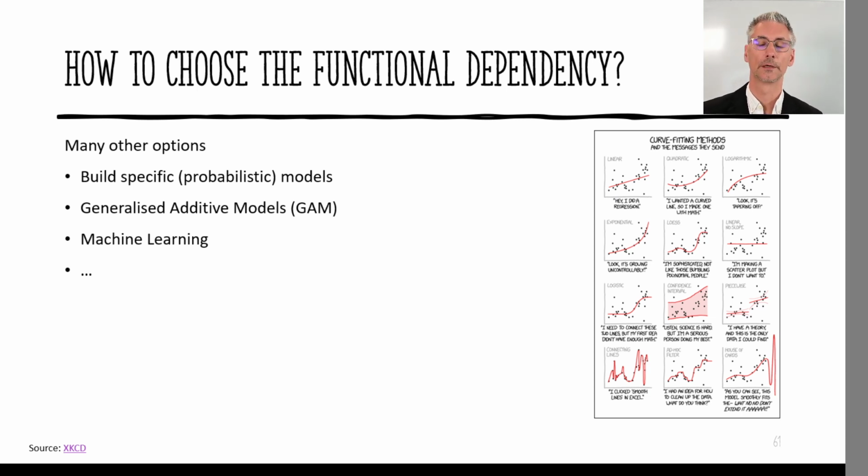How do you choose the functional dependencies? We just used the simple linear regression or the extension with polynomials. There are many more options that you can have. For example, you can build a specific probabilistic model if you have a lot of knowledge about your use case. This is one way to go forward. You can use generalized additive models, or you can now use machine learning.